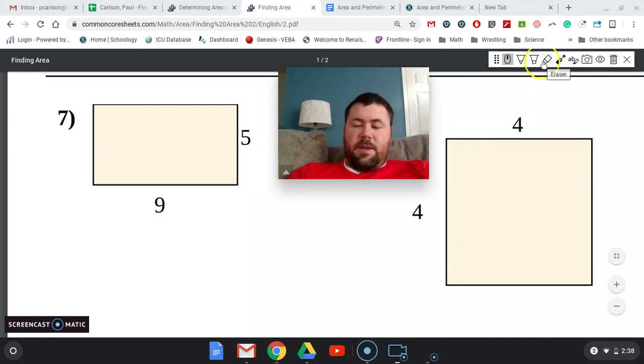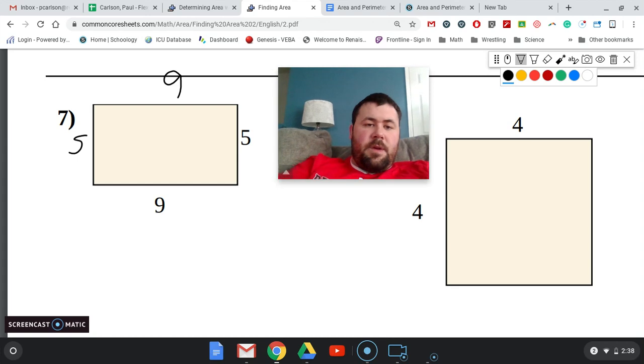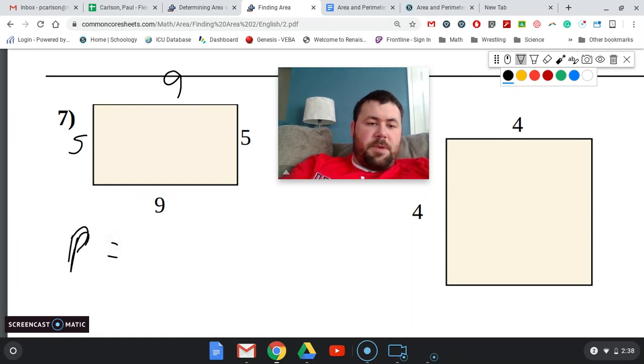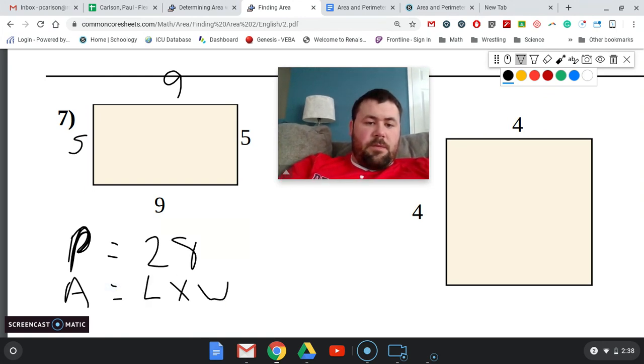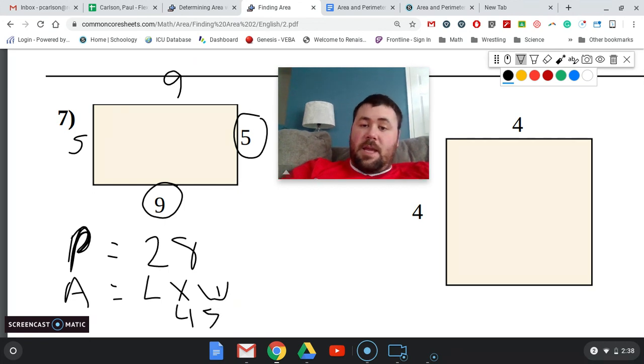So if I wanted to find the perimeter of the shape on the left, I would know opposites are the same. So the top side is 9 and the bottom and the left side is 5. So I would add those all together, 5 plus 9 plus 9. So my perimeter equals, sorry, that's a P for perimeter. It equals 28. Okay, so now my area, remember, is length times width. That would be 9 times 5, which is 45. Now I have to label these.